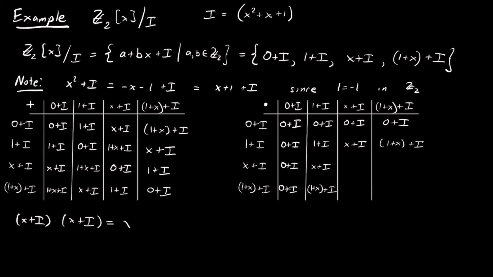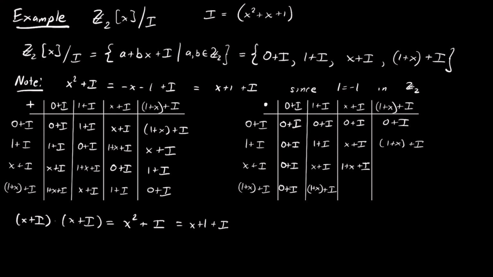This is equal to x squared plus I. And I know that x squared plus I is the same as x plus 1 plus I. So this guy right here is going to be x plus 1 plus I. So I can fill this in, right? I could write this as, or I call it 1 plus x. So 1 plus x plus I. I can fill this in.